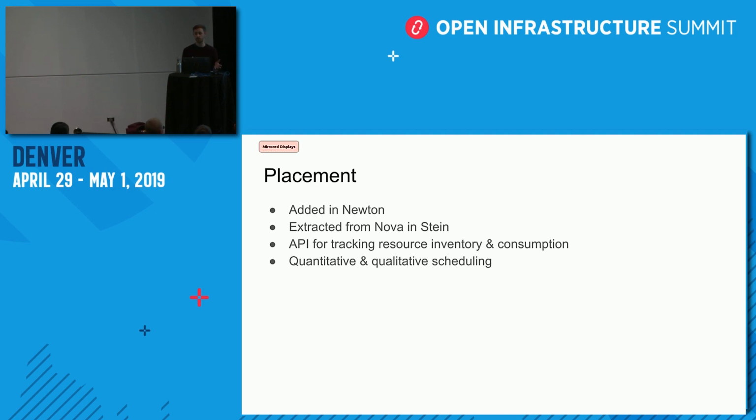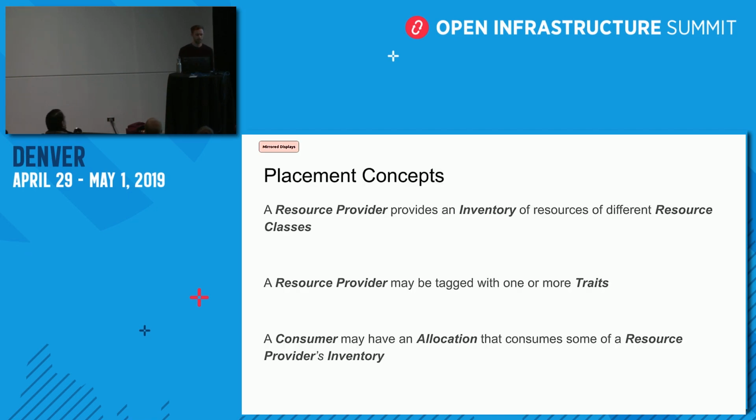It's essentially an API for tracking resources, tracking the inventory of objects and the resources they have and the consumption of those resources. It can also do scheduling based on qualitative and quantitative resources. So for any placement folks in the room, if this isn't perfect, please shout at me later. But I'll try and cover the core concepts of placement.